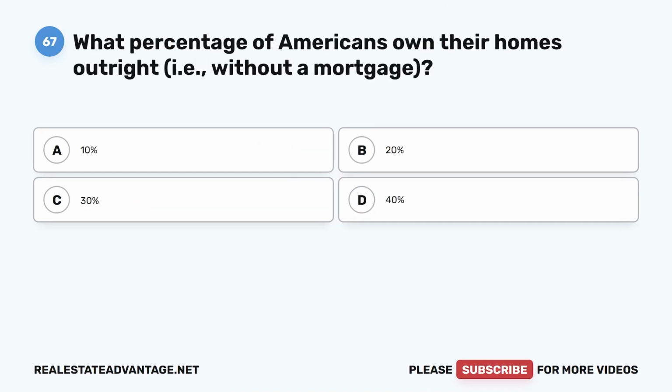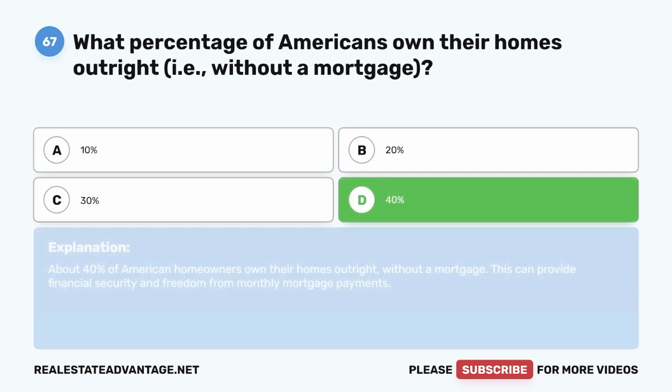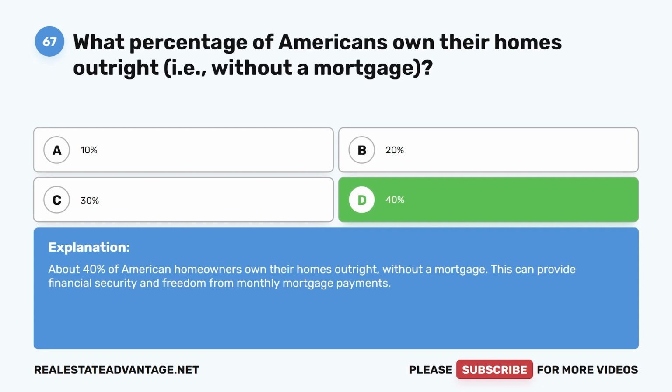Question 67. What percentage of Americans own their homes outright, that is, without a mortgage? A. 10%, B. 20%, C. 30%, D. 40%. The correct answer is D. 40%. About 40% of American homeowners own their homes outright, without a mortgage. This can provide financial security and freedom from monthly mortgage payments.